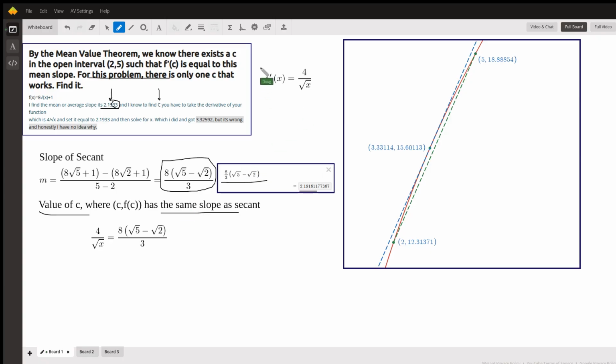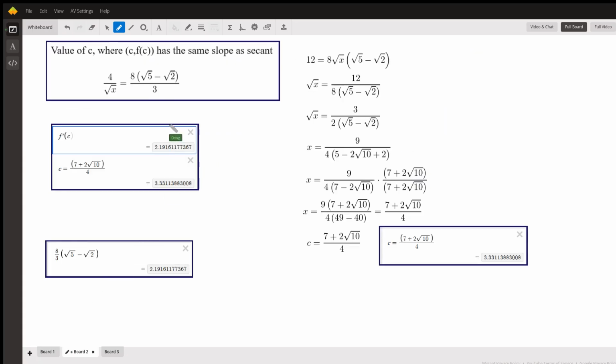And f prime is 4 over the square root of x, taking the derivative. And we want to know, when does that derivative equal the slope of the secant line? So I'll go to board 2 and show you how you might solve this to get an exact value. This will end up being C. Okay, so on board 2, there's the equation we're trying to solve for x.